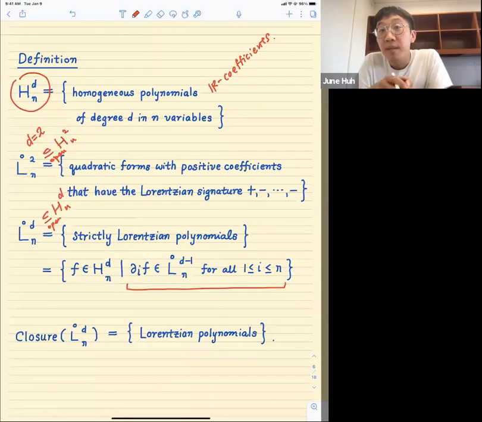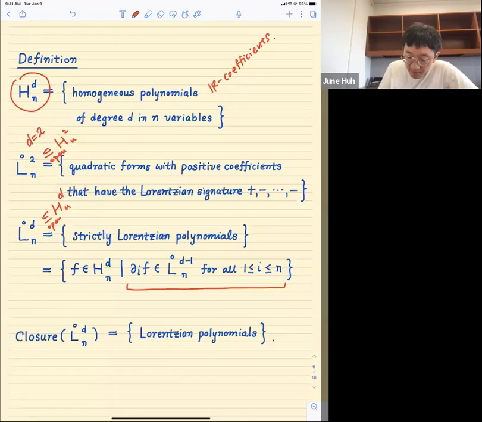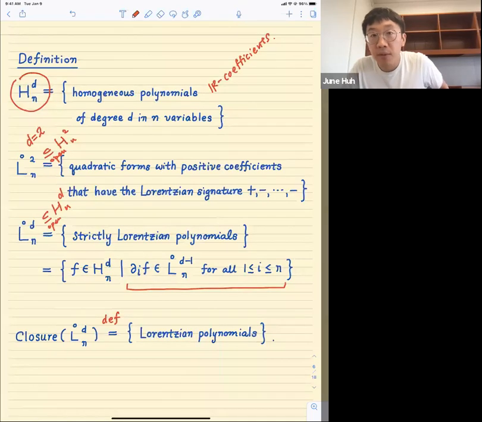So simple. If I give you a homogeneous polynomial, it's a completely trivial task to check whether it is strictly Lorentzian or not. You just take partial derivatives in all possible ways until you get quadratic forms. So you get a bunch of maybe a few hundred quadratic forms, and you see whether they all have the Lorentzian signature. And of course, all the coefficients of the original polynomial must have been positive, by which I mean strictly positive. And this is the definition. And by Lorentzian polynomials, I mean the polynomials in the closure of L naught Dn. So this is a closed subset of HDN.